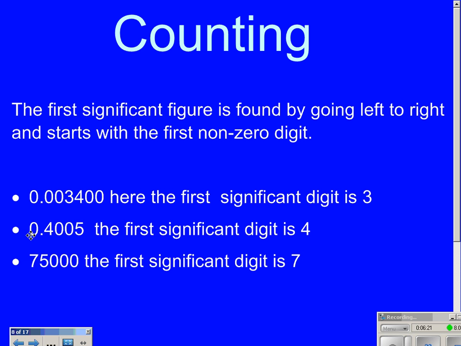Here we have 1 0 on the front. We hit a non-zero digit going over to the right. This 4 is the first significant digit. Here, the very first one we hit, the 7, a non-zero digit, that's our first significant digit.